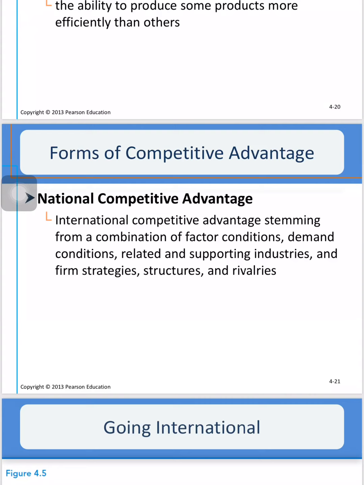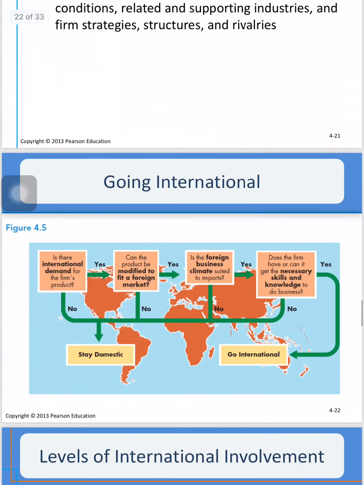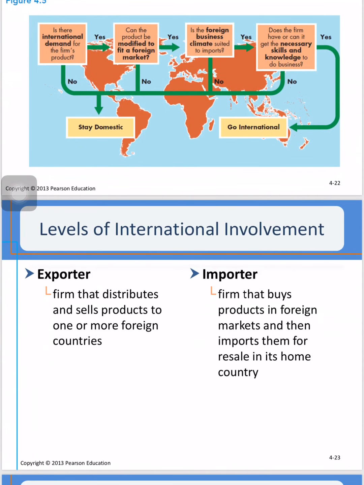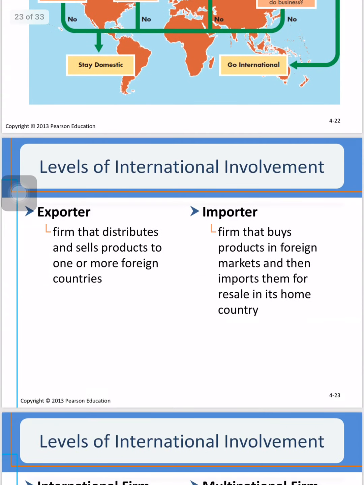Okay, and then you also must understand that the balance of payments will reflect the inflow and also the outflow of money as a result of the country's balance of trade. So now I move to the next part, which is going international. Just now I already explained, and also the level of international involvement. This one, as I said just now, is exporter and importer.